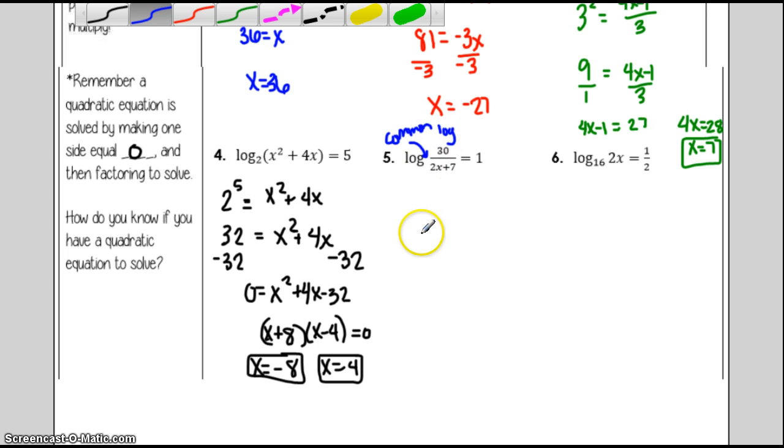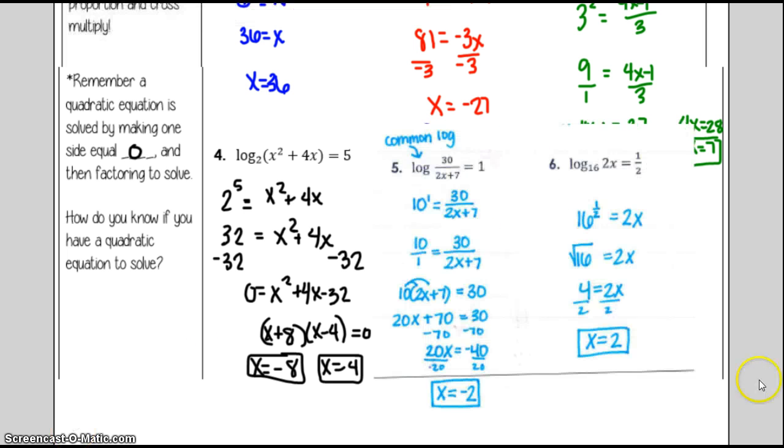And it's like there's a 10. So keep your base as 10, then put your exponent in, set it equal, and solve. So try 5 and 6 and check when you're ready. All right, so let's go ahead and check.